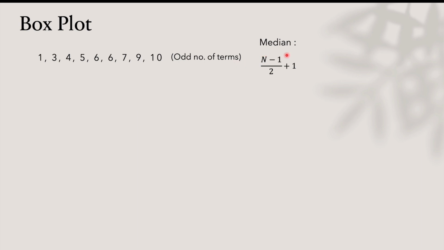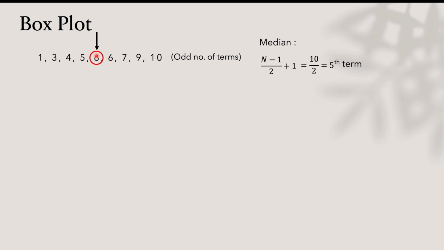For this we can find the median by using this formula: (n minus 1) over 2, plus 1. Here n is the total number of terms in the data, so it has 9. So (9 minus 1) over 2 plus 1 will give us the fifth term as the median. So this is the median in this data set.